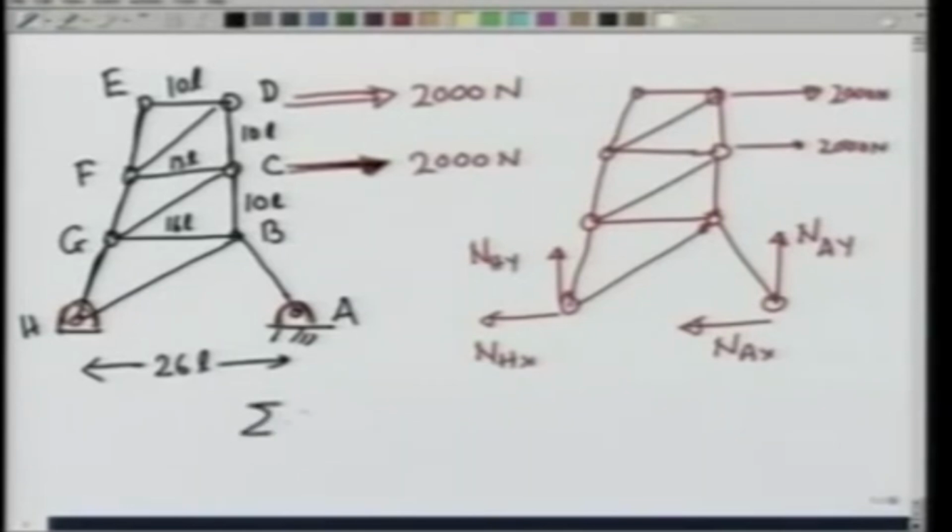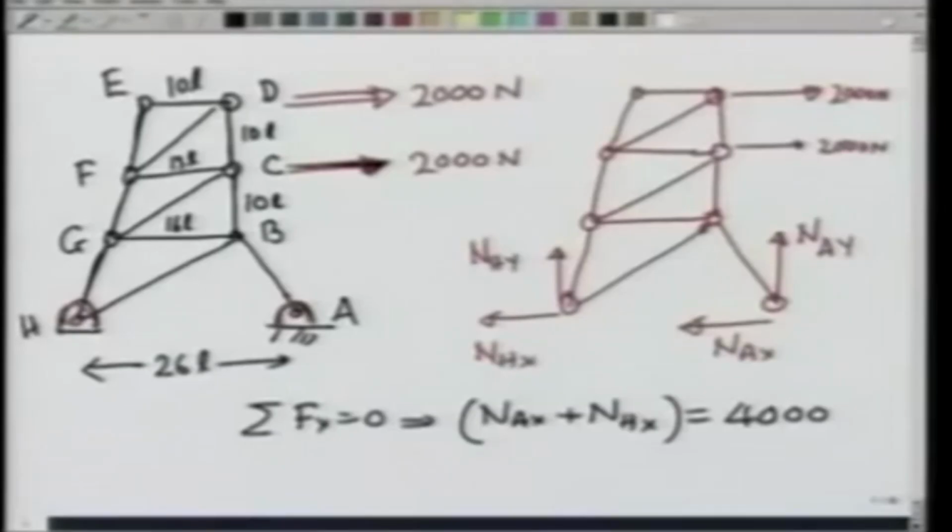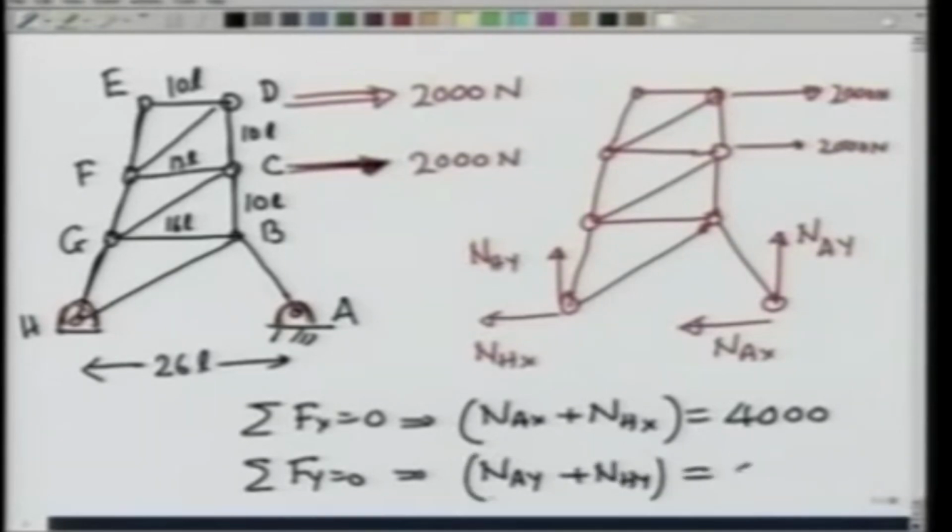Then the summation Fx equals 0 gives me NAX plus NHX equals 4000. Notice that I cannot determine from this equation NAX or NHX separately. Summation Fy equals 0 gives me NAY plus NHY equal to 0. That means NAY and NHY are going to be opposite.